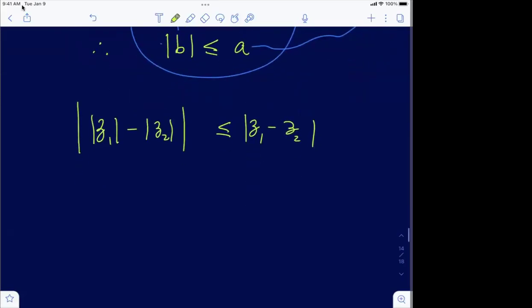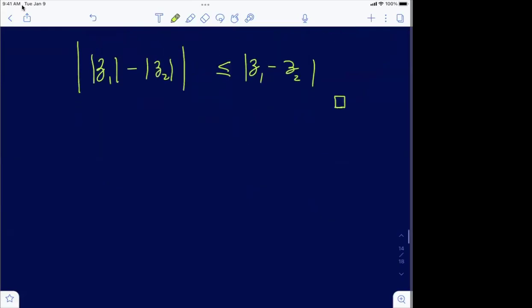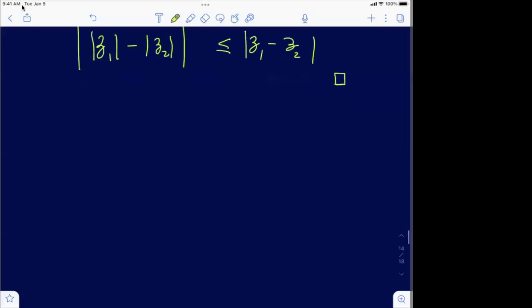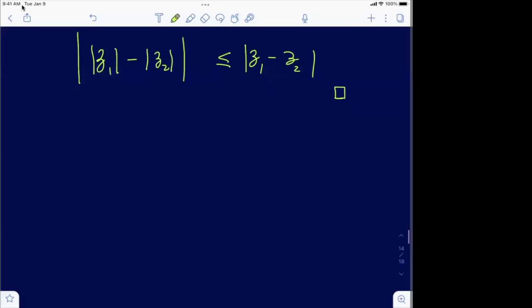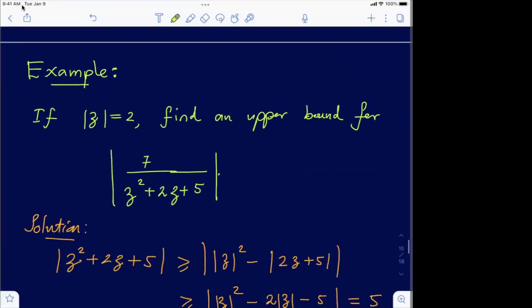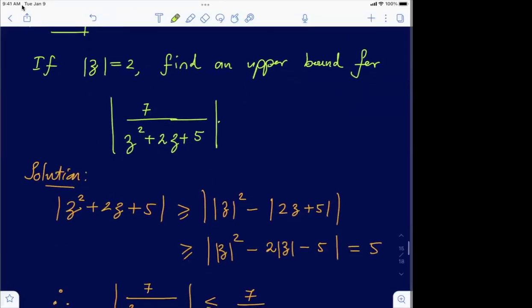And this will play an important role in many computations related to continuity of complex functions and differentiability, and sometimes even analyzing the bounds. So triangle inequality together with the reverse triangle inequality will serve a greater purpose. Now, let's look at a quick example.